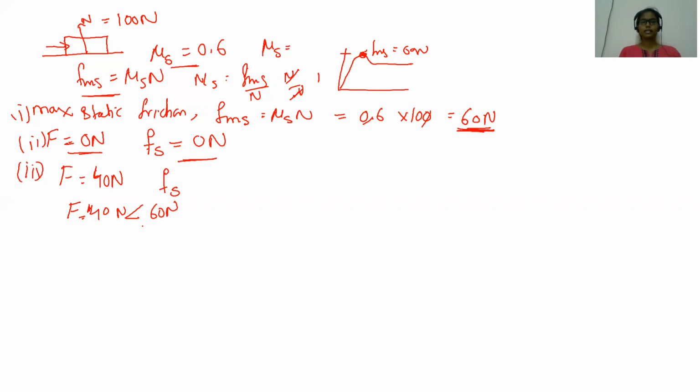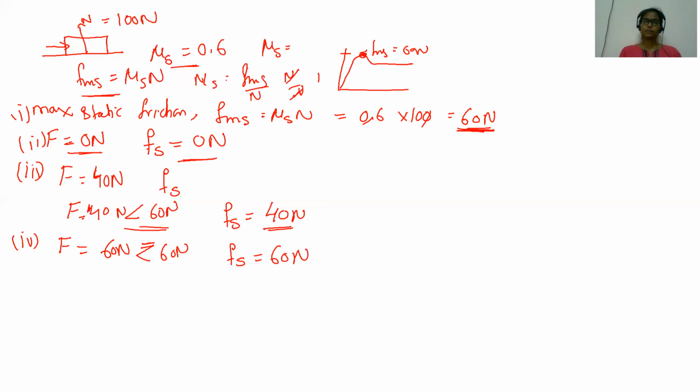That means in this condition also, the body does not move. It is just self-adjusting. That means the frictional force here is also equal to the applied force, that is 40 Newtons only. Understood, children? That is the fourth condition. When the applied force is 60 Newtons, in that condition, it is just equal to 60 Newtons, and the body just starts to move. In that condition, the frictional force will also equal 60 Newtons only.